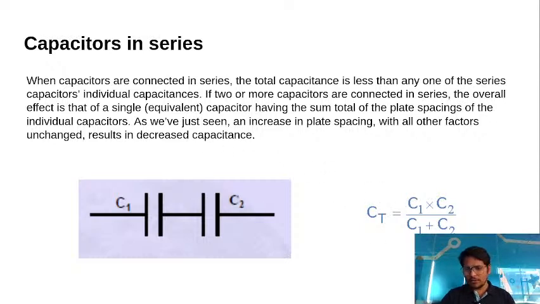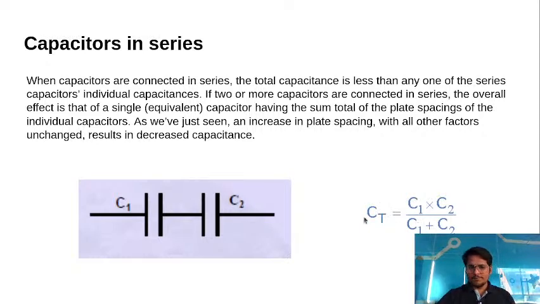This is the formula basically. C total, the total capacitance, equals C1 into C2 upon C1 plus C2. So in this image you can see two capacitors connected in series, and the total capacitance will be given by this formula, C1 into C2 upon C1 plus C2.